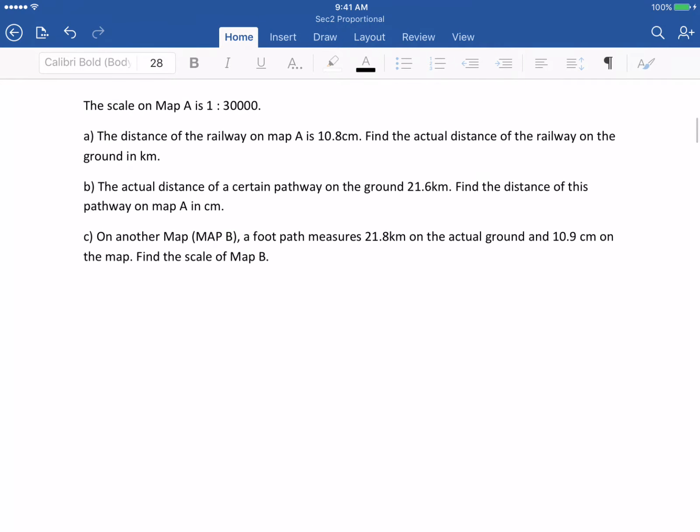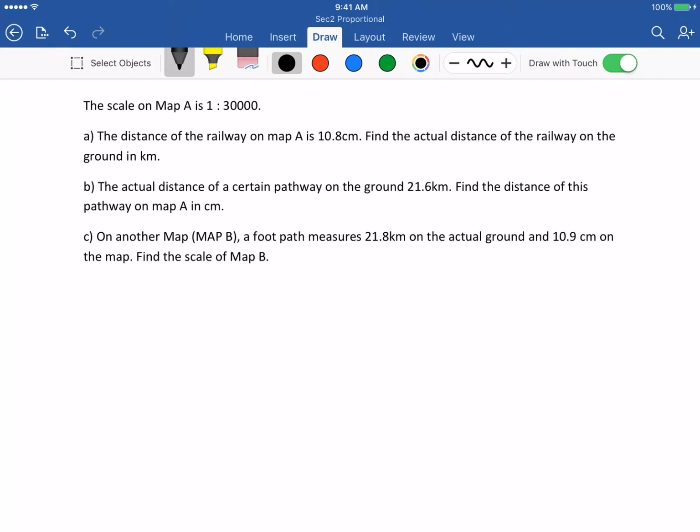Let's try an example. The scale of map A is 1 is to 30,000. The distance of the railway on map A is 10.8 cm. Find the actual distance of the railway in terms of kilometers. So write the scale down first. We know that 1 cm is to 30,000 cm on the actual ground. The question says the distance of the railway is 10.8, so we'll take 10.8 cm.